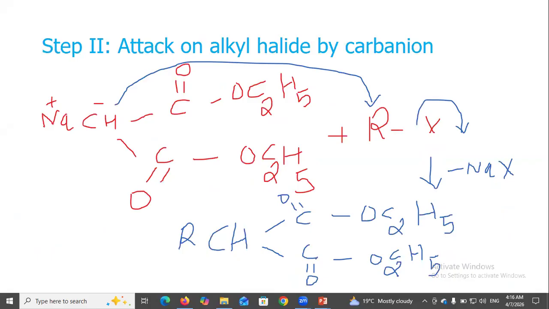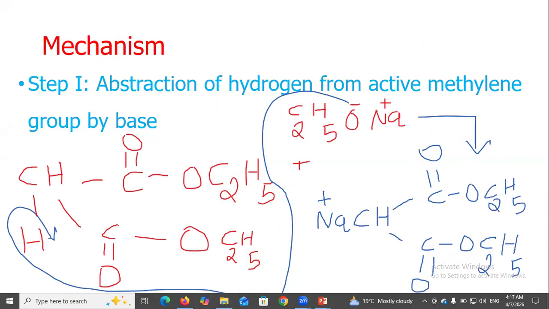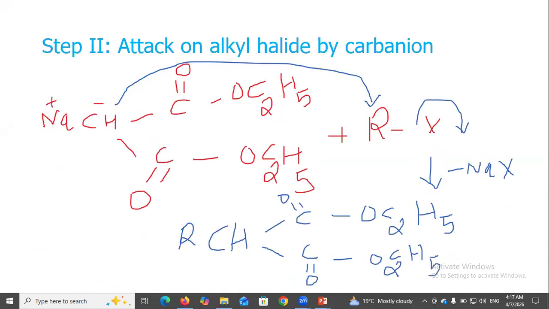Step 2: attack on the alkyl halide by the carbanion. In this example, the carbon bears the negative charge, so this is a carbanion, and this negatively charged carbon attacks the alkyl halide and produces this product.